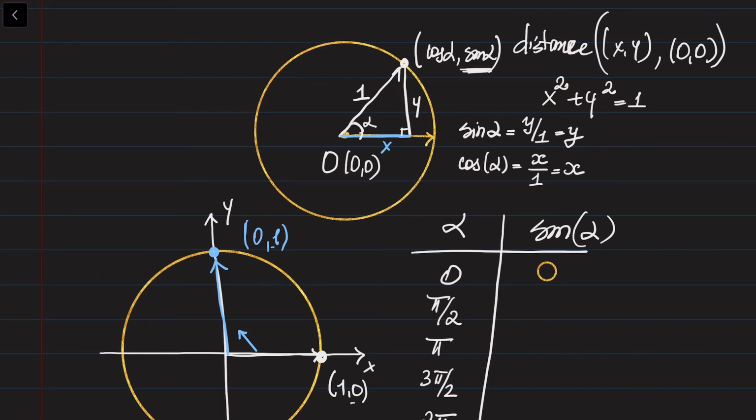And again, the y coordinate of this point is going to tell me the value of the sine of pi over 2, right? The y coordinate of this point is equal to 1, so that's why the sine of pi over 2 is going to be equal to 1.